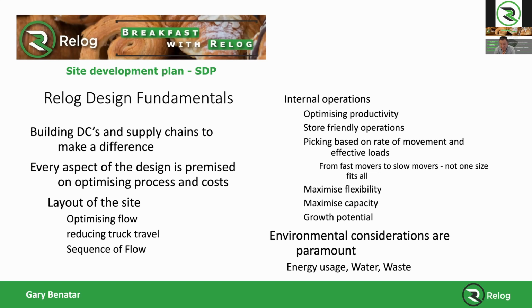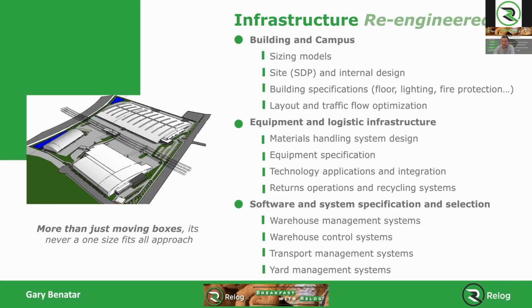And then finally, we start to look at the environmental considerations: your energy usage, your water usage, and your waste. So if we're looking at a building or campus, from the sizing models you know what size footprint to put on the site. You then look at the external SDP and the internal design and the building specifications, the floor, the lighting, protection, and the equipment that goes inside, the equipment specification.